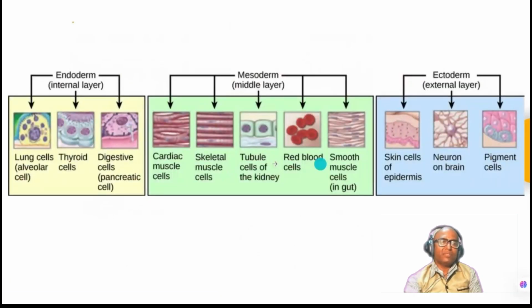Same is explained here. You have the endoderm or the internal layer. The lung cells or the alveolar cells are getting formed. Thyroid cells are coming from the endoderm. Digestive cells, the pancreatic cells are coming from the endoderm.